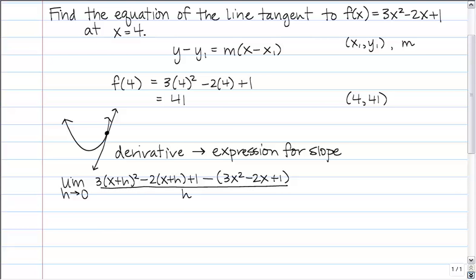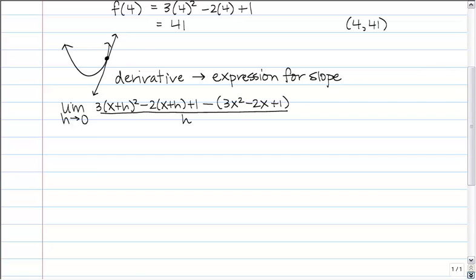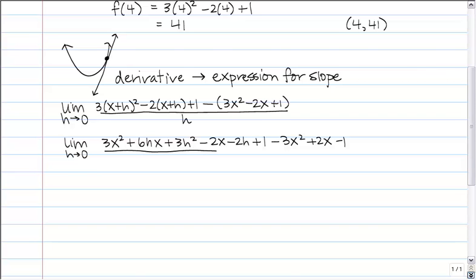And now we just have some algebra to do. Okay, so limit as h approaches 0. I'm going to go ahead and FOIL out the (x plus h) squared and multiply by the 3, so I don't have to write it twice. So 3x squared, that would give me a 2hx in the middle, but I'm going to multiply by 3, so 6hx, and then plus 3h squared. Distribute the negative 2, so minus 2x minus 2h plus 1. Now distribute the negative, so minus 3x squared plus 2x minus 1. All of that is over h.